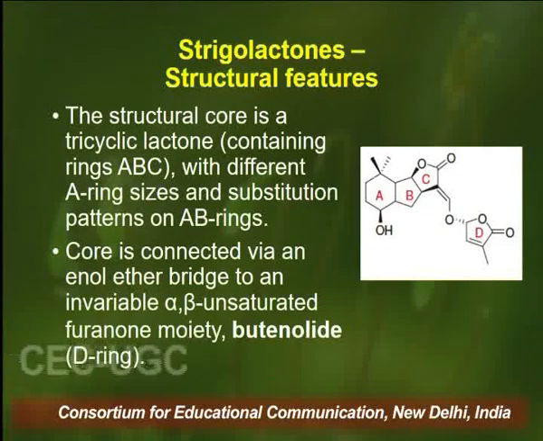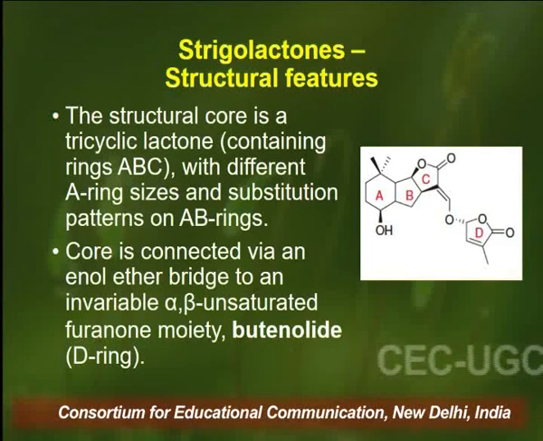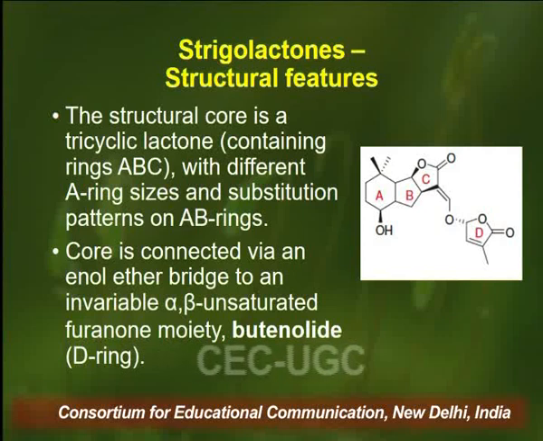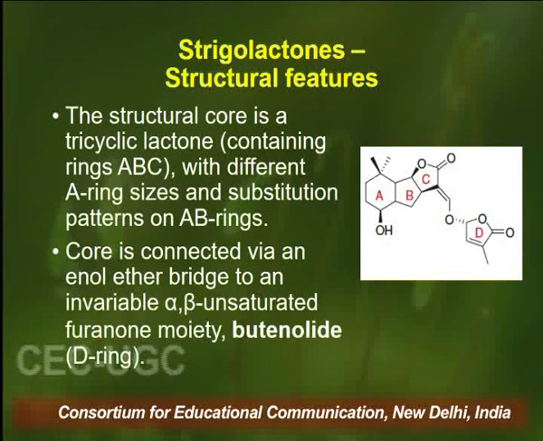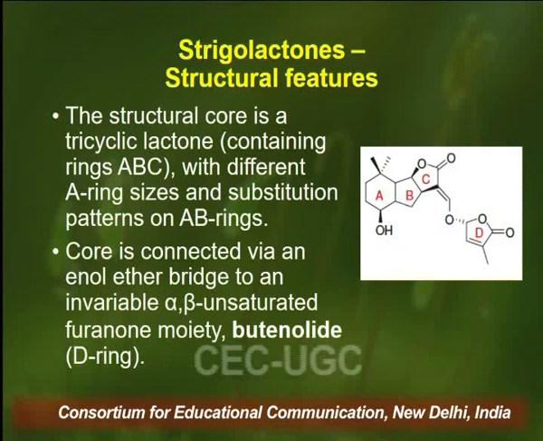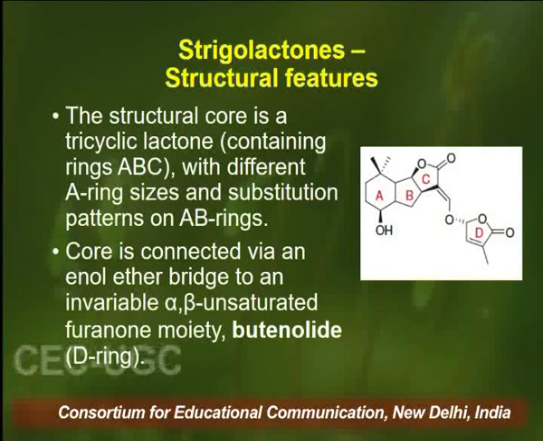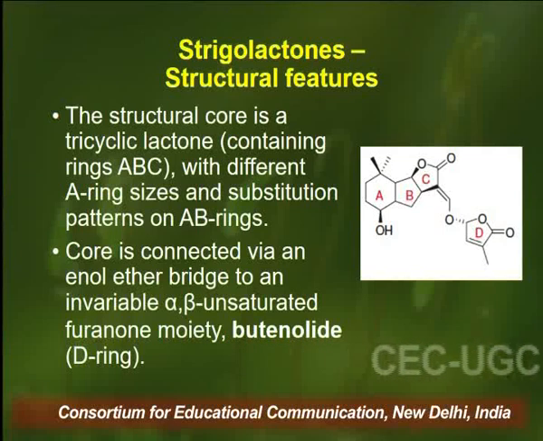Now if we look into the structure of strigolactones, they have a basic nucleus, or lactone nucleus, consisting of three rings named A, B and C. Now ring A can be of different sizes. It can be a 5-membered ring or a 6-membered ring, and there can be different substitutions on rings A and B. Now ring C is attached through an enol ether bond to ring D, which is an alpha beta unsaturated furanone moiety, also known as butanolide.